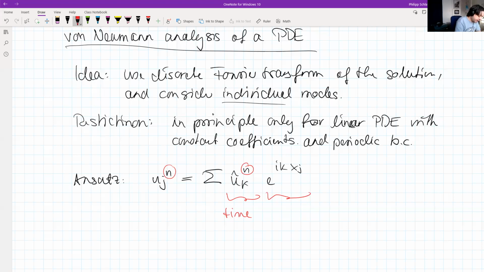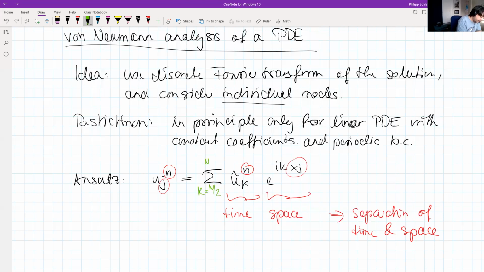But the interesting thing is that all the spatial dependence is encapsulated in the basis functions, the sines and cosines. So all the space dependence goes here. So what we have essentially achieved by writing my solution as a sum of products of time and space is a separation of time and space. Then, of course, I also have the sum, so I need to sum over all my Fourier modes.